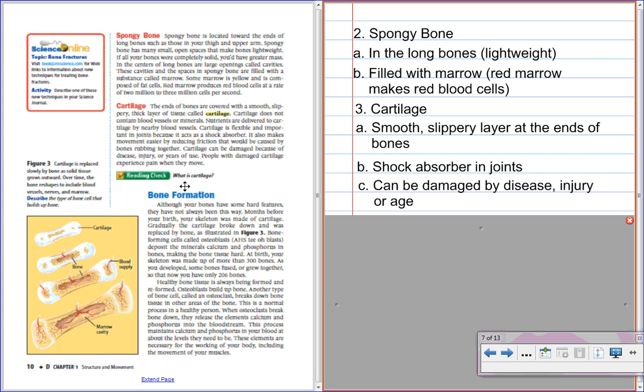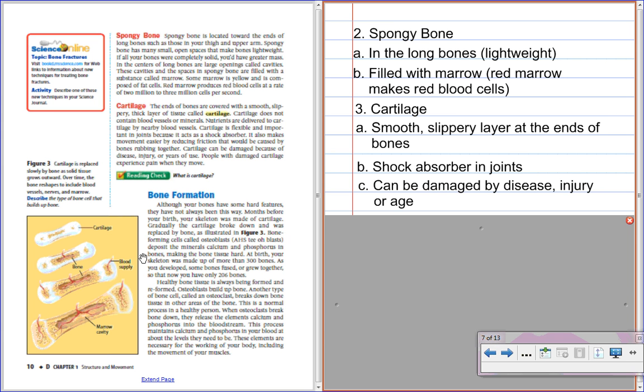All right, bone formation. Although your bones have some hard features, they have not always been this way. Months before your birth, your skeleton was made of cartilage. Gradually, the cartilage broke down and was replaced by bone, as illustrated in Figure 3. Bone-forming cells called osteoblasts deposit the mineral calcium and phosphorus in bones, making the bone tissue hard.